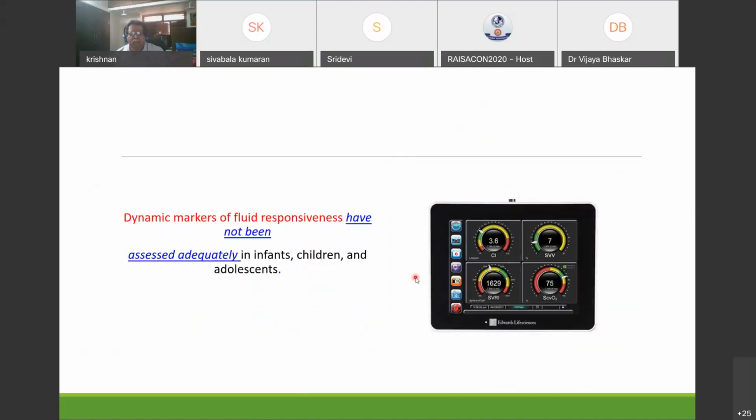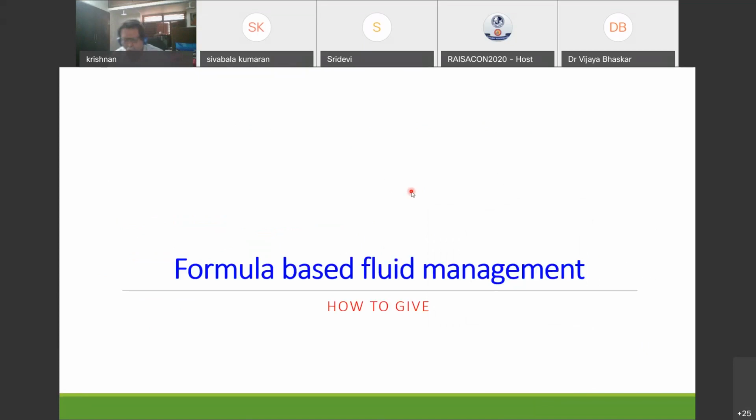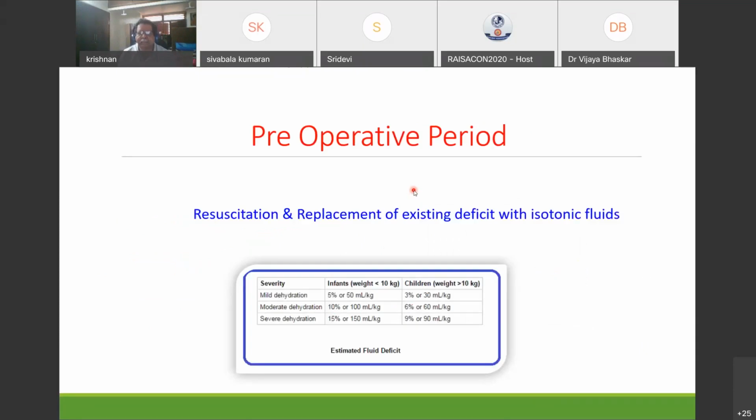Okay. The reason we are not using it in pediatrics is that we don't have this type of monitor available for pediatric patients. Plus, this is expensive and invasive, and we cannot do it for routine perioperative management. So this is only for academic purposes. What we normally do in pediatrics is what we are going to talk about now, and this is what we follow, and you can also follow the same. This is formula-based fluid management with some amount of restriction as given by the NICE guidelines.